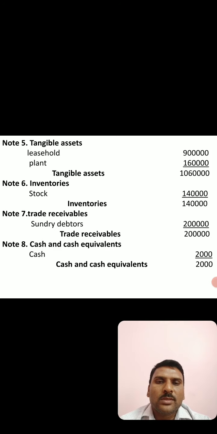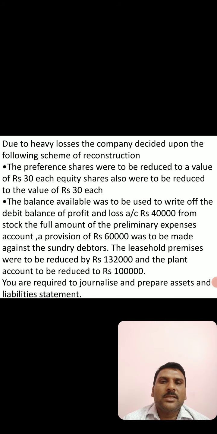So next, after the notes there is some information given, on how the reconstruction scheme is undertaken here. Due to heavy loss, the company decided upon the following scheme of reconstruction. The preference shares were to be reduced to rupees 30 each, and equity shares also reduced to 30 each. Means the face value of equity share is 50 and the face value of preference share is 50. So the 50 is reduced to 30, means the balance 20 per share is sacrificed by the equity shareholders and preference shareholders.